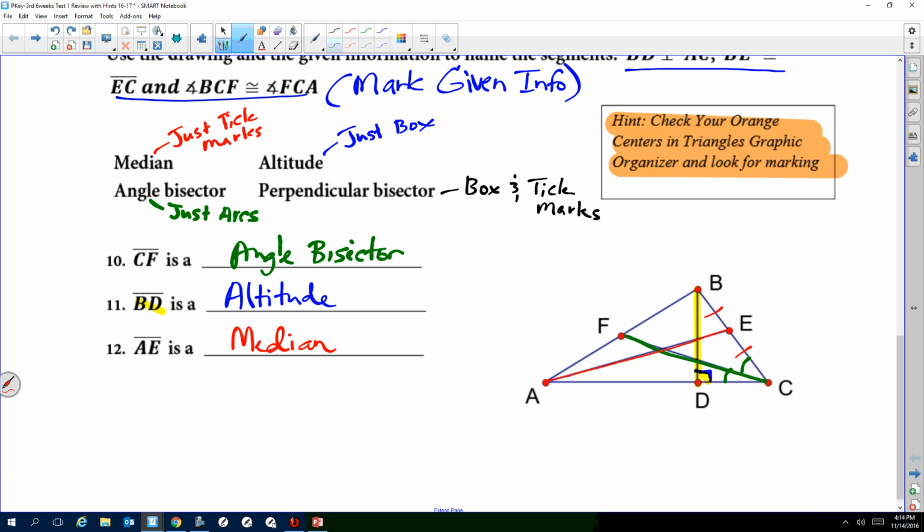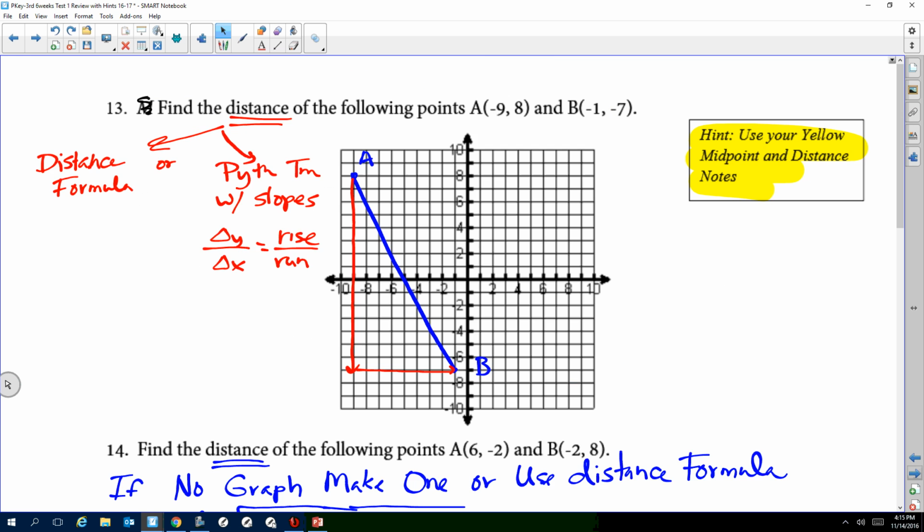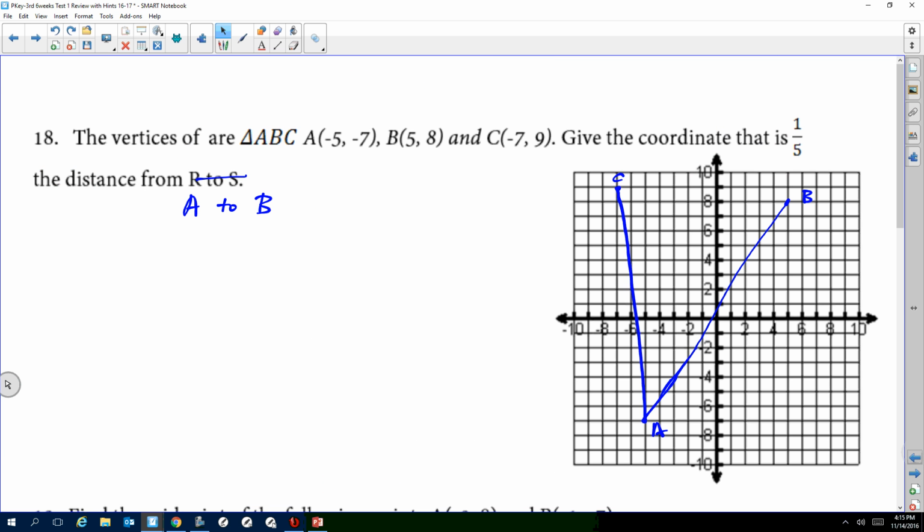All right, so that takes care of your questions dealing with that orange graphic organizer. Then we're going to go on to the next part, which is dealing with distance.